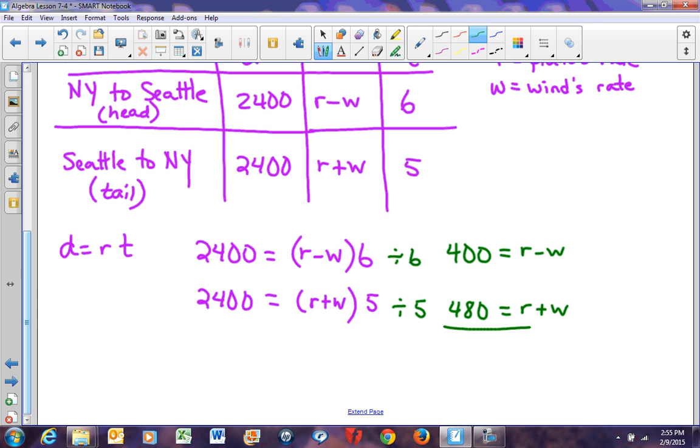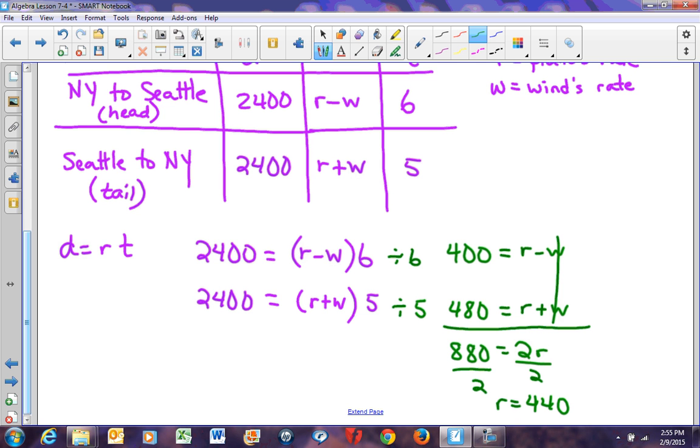So here I have my two equations. The W's cancel out. So I have 880 equals 2R. R plus R is 2R. Divide by 2. R equals 440. So the ground speed of my plane is 440 miles per hour.